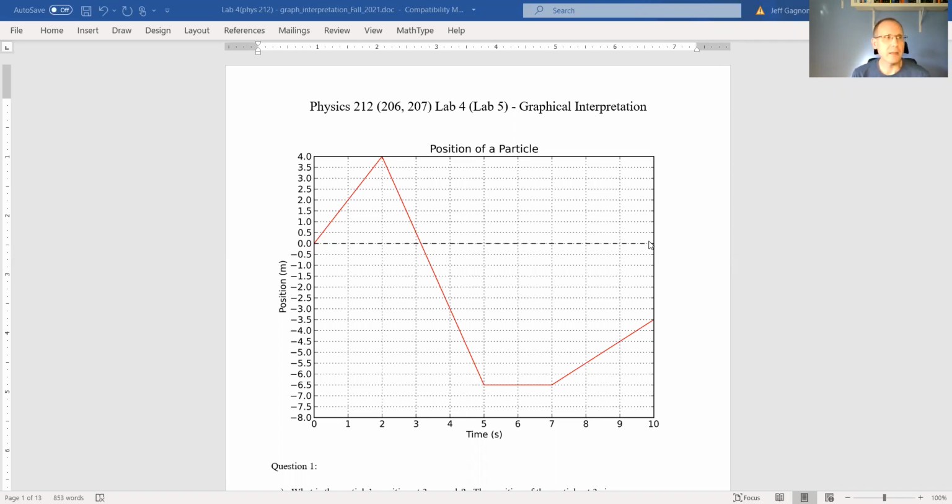Physics 206 will be just doing the first 6 questions. Physics 207 is responsible for the first 9 questions. You'll see this on your handout, which will be a separate handout. And then Physics 212 is responsible for all 12 questions on this handout. It's just easier to create one video and go through all of this. After I discuss the first 6 questions, if you're in Physics 206, you can stop, and so on.